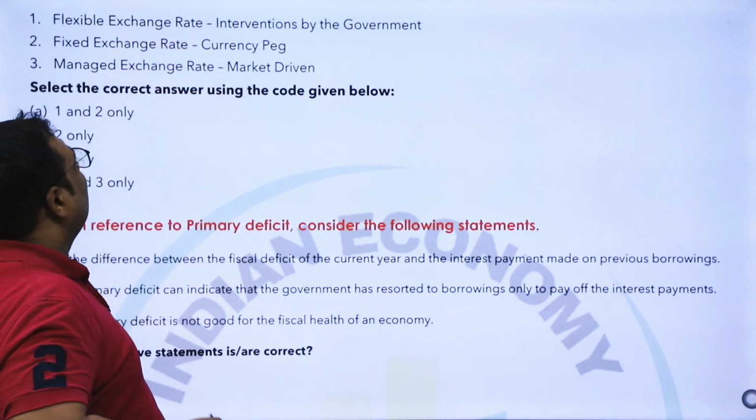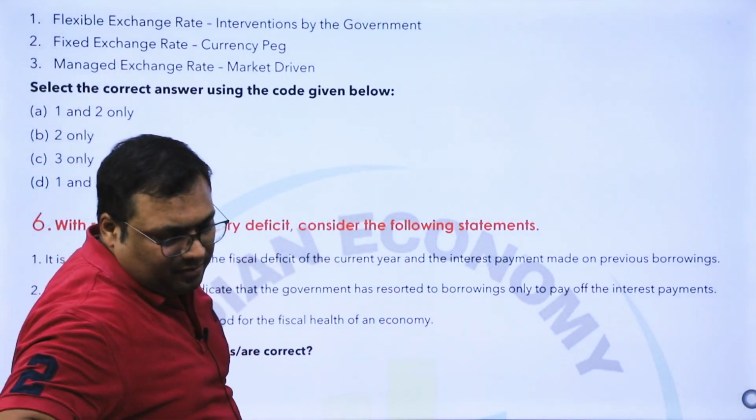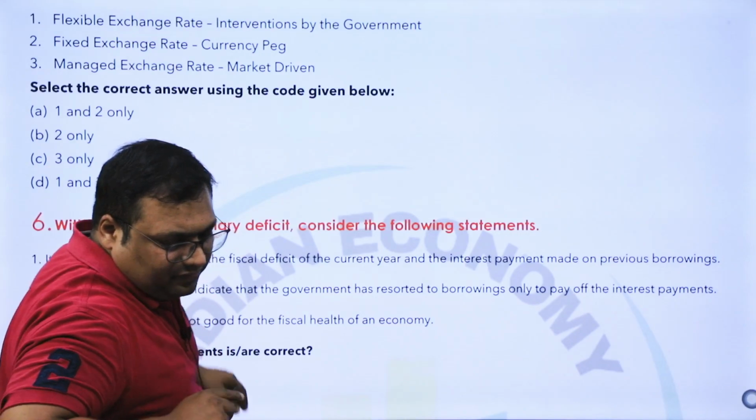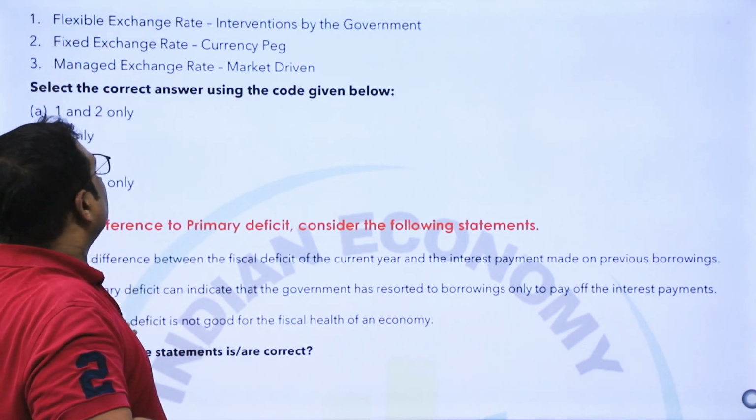The second is correct. Currency peg means we have fixed the value against a particular currency. That is what it means. So in the fifth, it is B, 2 only. 1 and 3 should be interchanged. Okay.